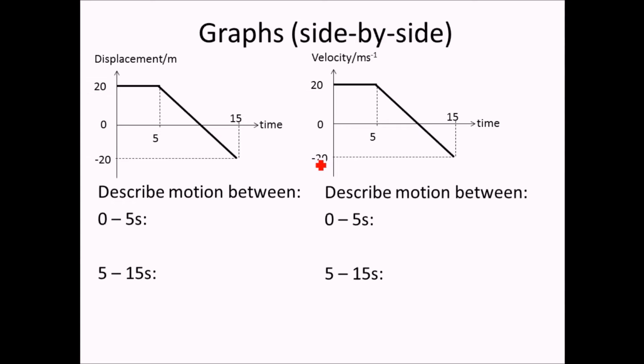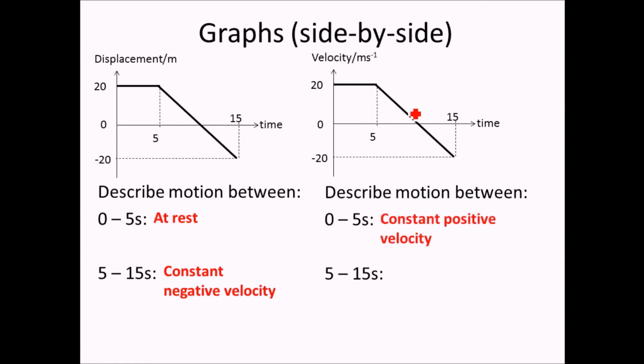So you can pause the video again if you want to try it yourself before I review the answers. For the first one, 0 to 5 seconds, it is actually at rest because the gradient is 0, 0 velocity, at rest. The second one is a constant negative gradient, so constant negative velocity. For describing the motion, 0 to 5 will be 0 acceleration, but you don't write 0 acceleration, you write constant positive velocity, while for 5 to 15, constant negative acceleration. No issue with this.